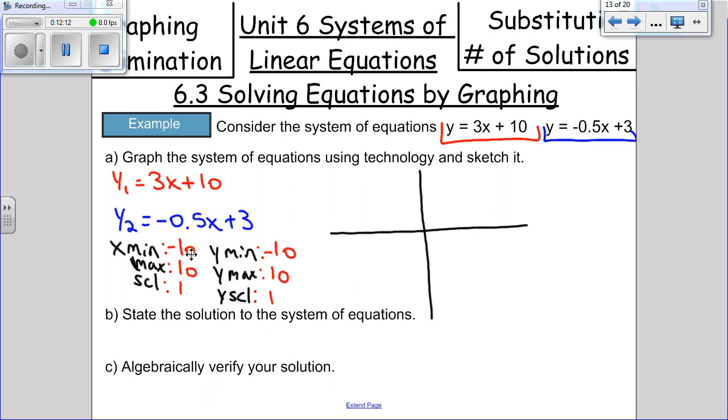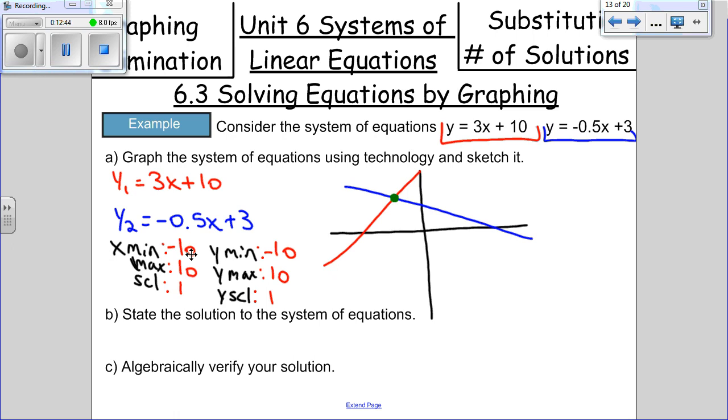The blue one's going to look something like this. Those okay guesses? Not that far off. Do I have them crossing in the right area-ish? Good. That's a good guess. The solution to your systems of equations is right here. Your calculator can tell you exactly where that point is.